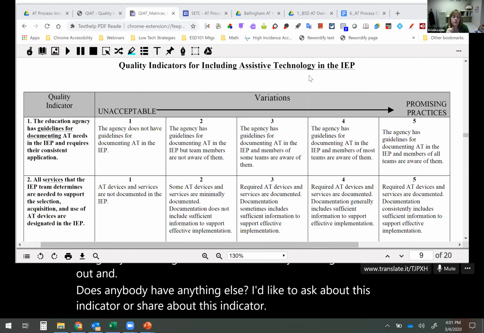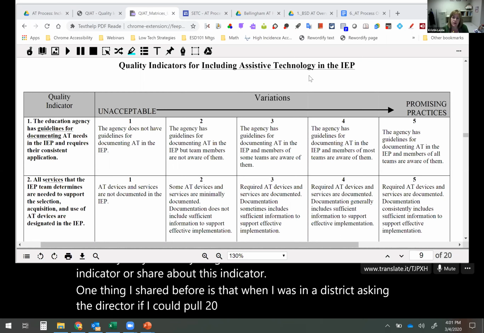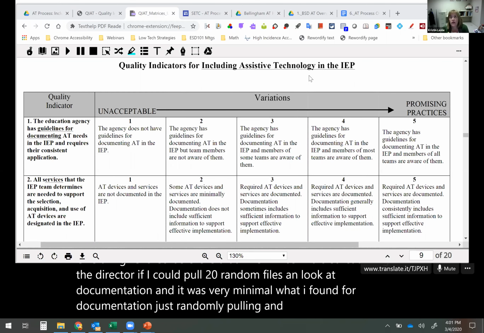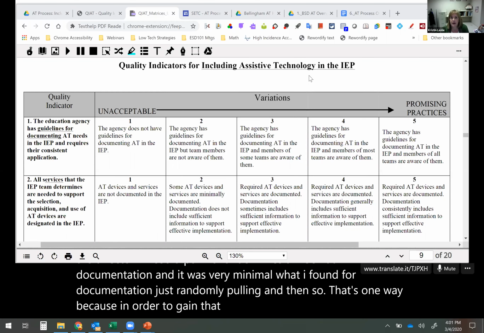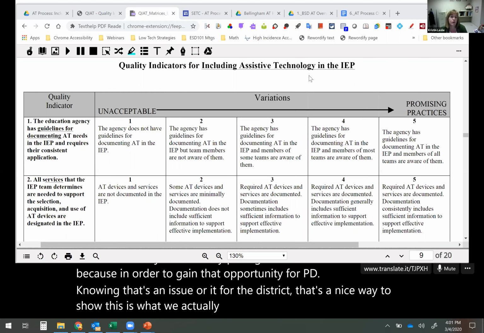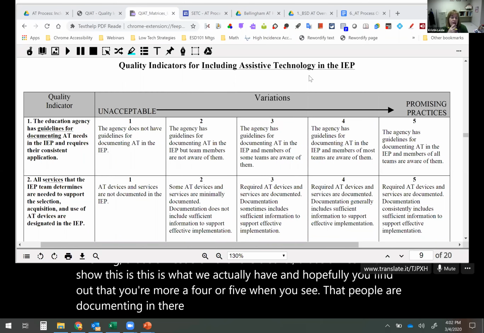One thing I've shared before is that when I was in a district, I asked the director if I could pull 20 random files and look at documentation, and it was very minimal what I found, just randomly pulling. That's one way to gain an opportunity for PD, knowing that that's an issue for the district. It's a nice way to show, oh, this is what we actually have. And hopefully you find out that you're more a 4 or 5 when you see that people are documenting in there. They know to document.